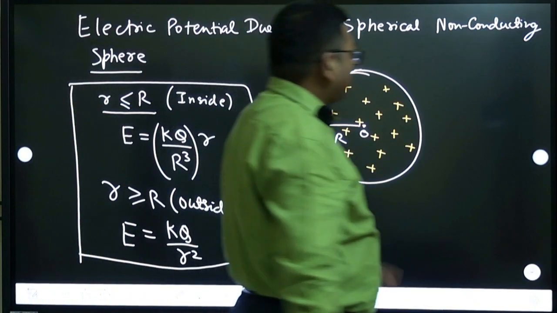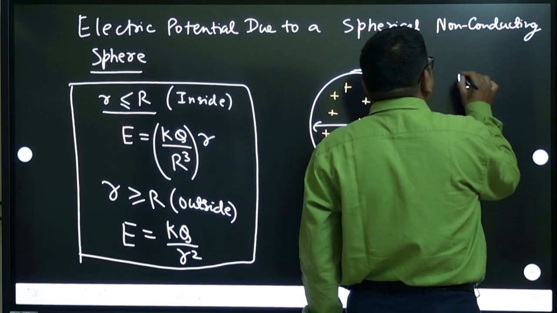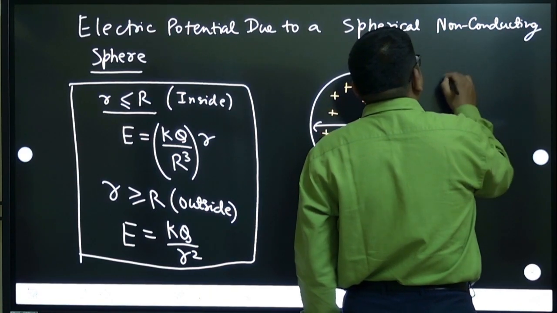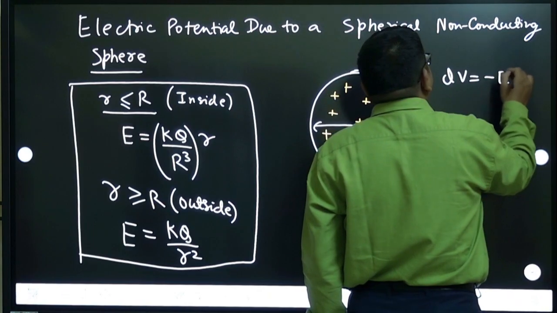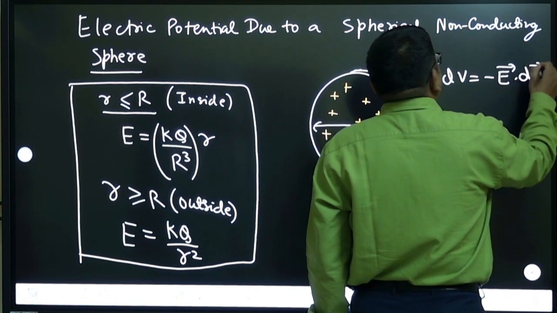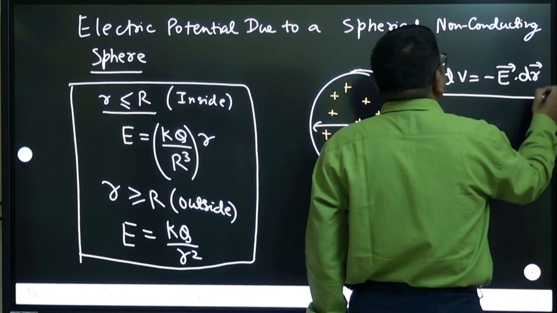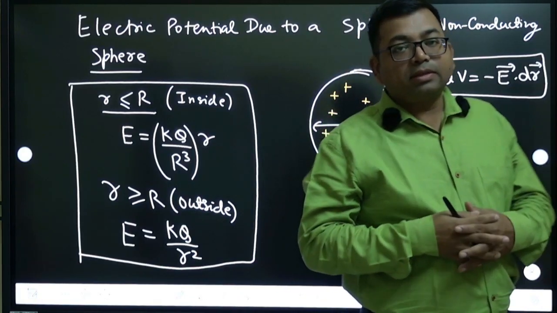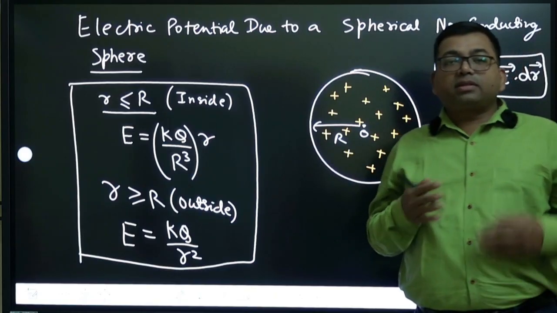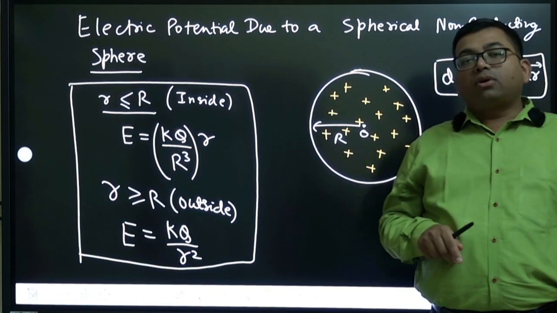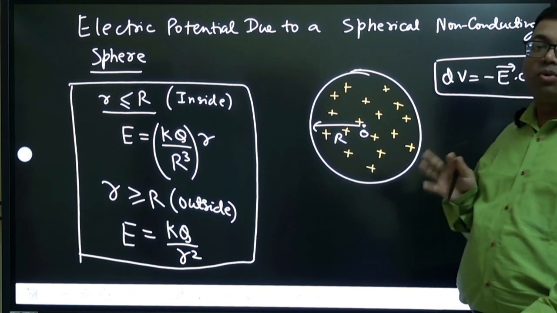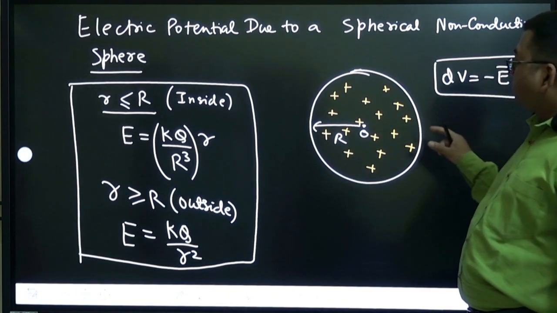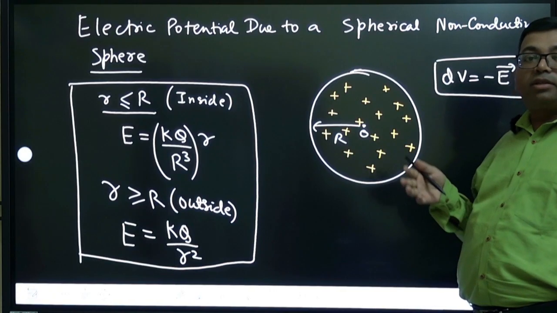Now we will use the relation dV = -E·dr. Using this relation we will derive potential. We want to find out potential. Gauss law I think we will discuss again in more detail, because I have used it here. Let us first try to find out the potential for inside points.